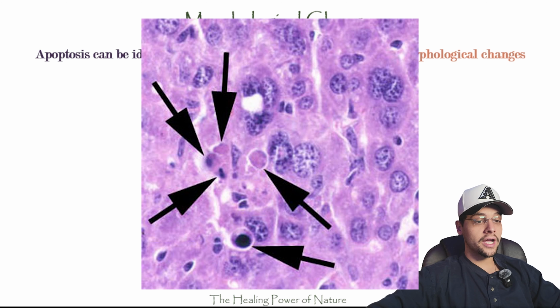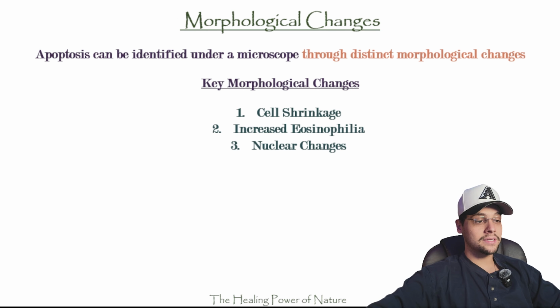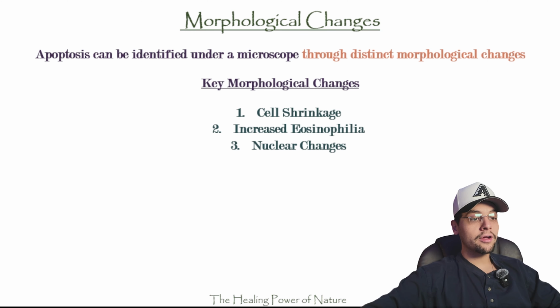There are also nuclear changes, specifically, like we've talked about in other videos, 3 distinct steps. There's pyknosis, where the nucleus shrinks and becomes darkly stained because of condensed chromatin. There's karyorrhexis, where the nucleus fragments into smaller pieces. Karyolysis is absent because there's no nuclear fading, unlike necrosis.